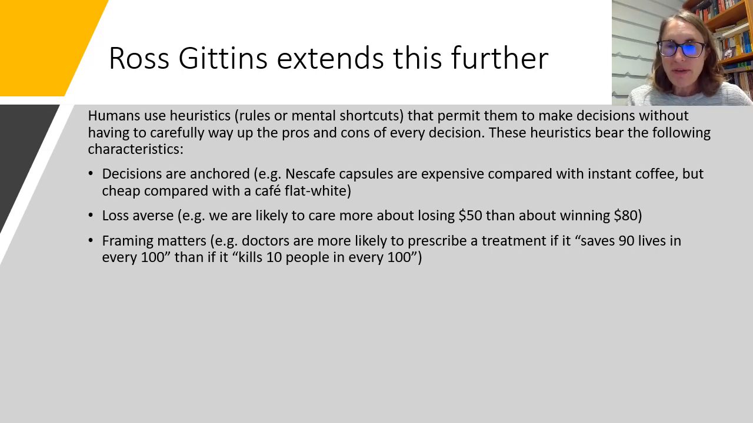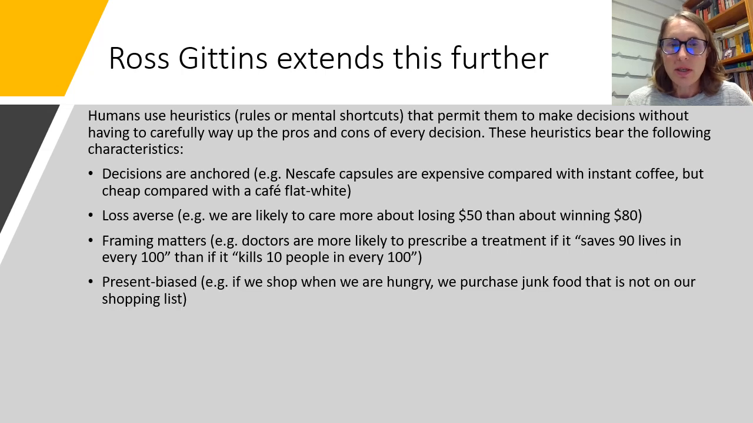Behavioural economists have also found through their research that framing matters. So doctors are more likely to prescribe a treatment, for example, if it saves 90 lives in every 100 than if it kills 10 people in 100. Now that might seem to be the same scenario, and it may seem irrational that framing alone should produce an effect on behaviour, but experiments have suggested that this is the case, given the heuristics we use.